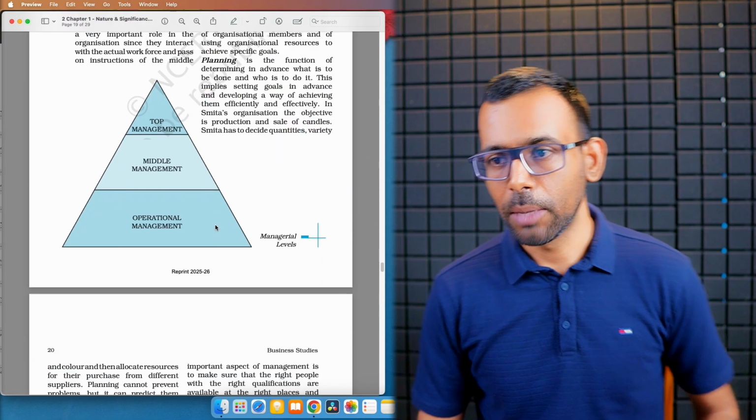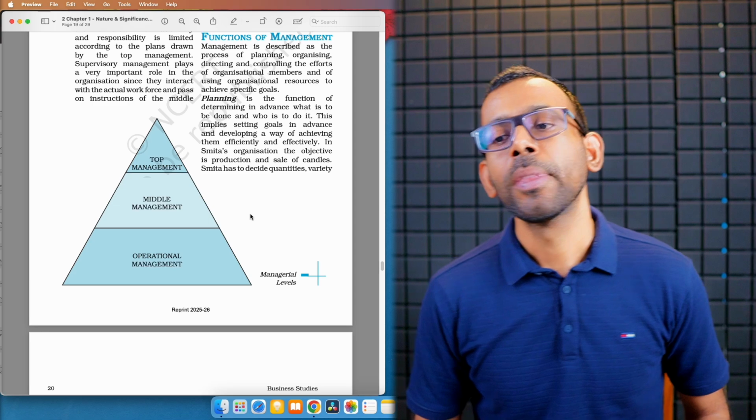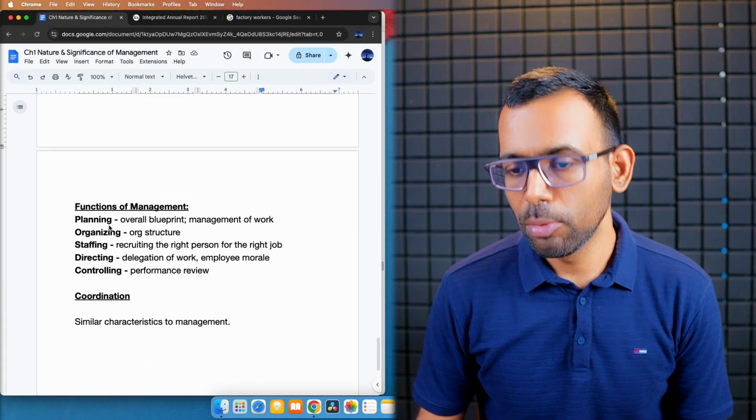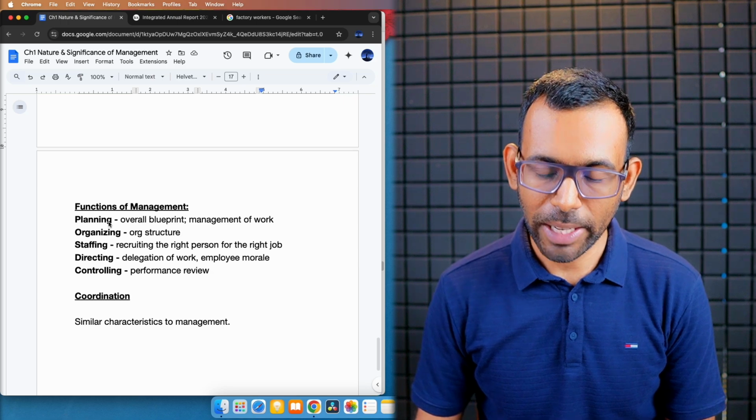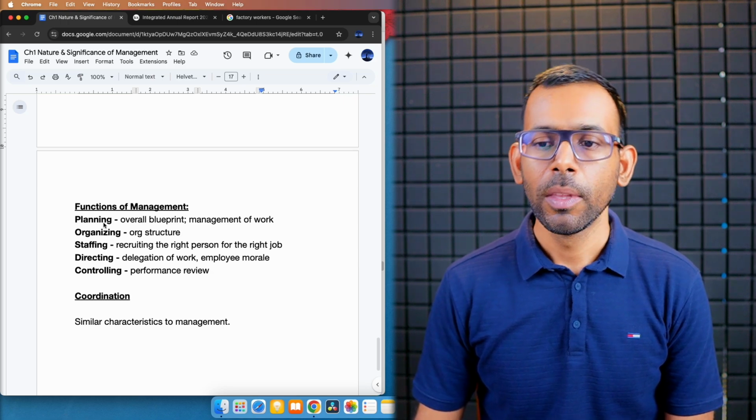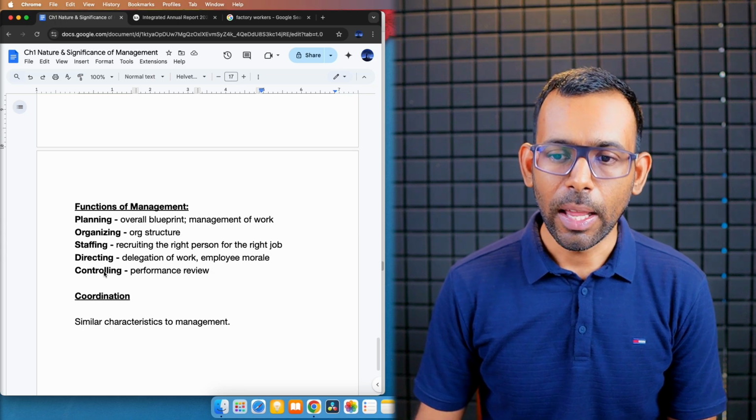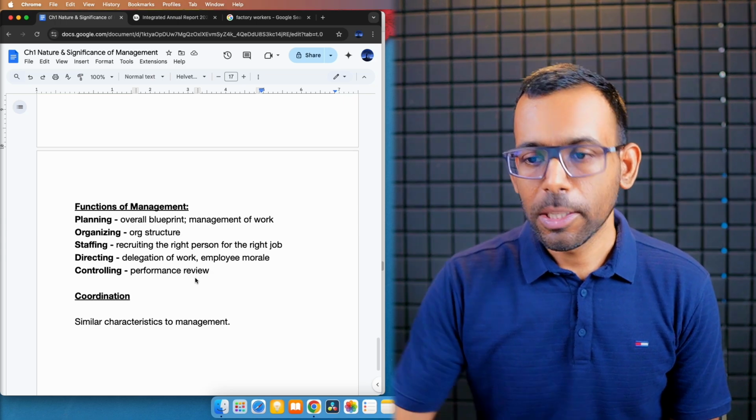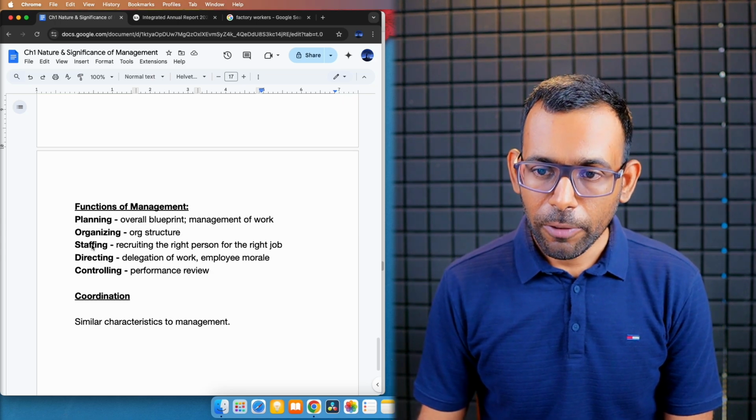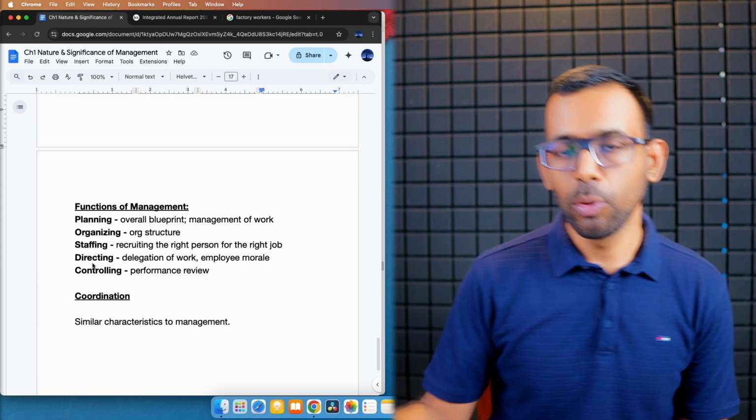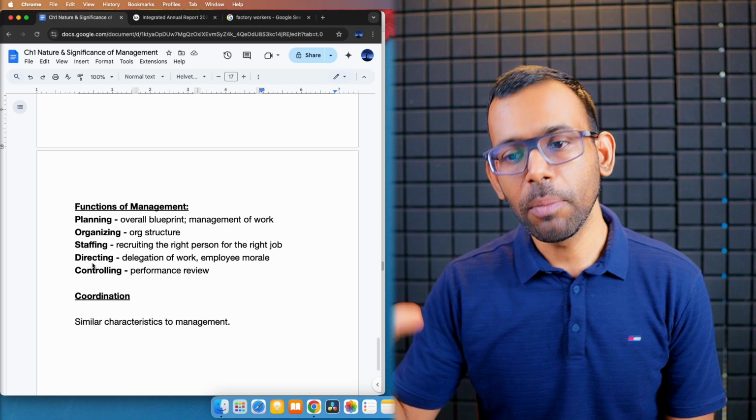Let's go to the next segment, which is functions of management. Now I'm not going to spend much time here. I will just rush through the meanings of these terms, because there are 5 functions of management: planning, organizing, staffing, directing and controlling. I'm not going to explain in detail because these 5 functions are 5 separate chapters in your first volume. So when we come to those chapters, we'll see them in extreme detail.